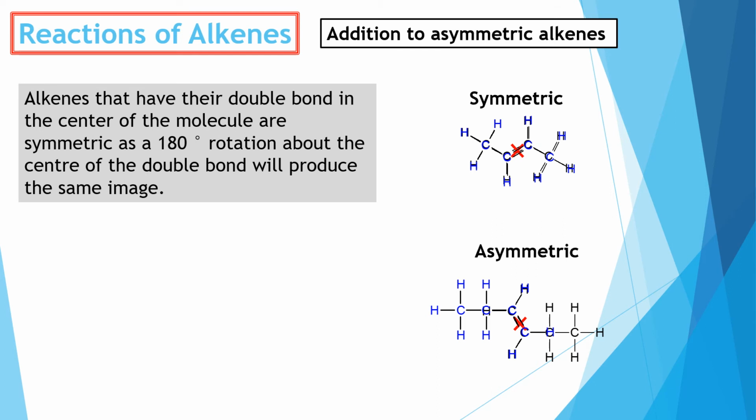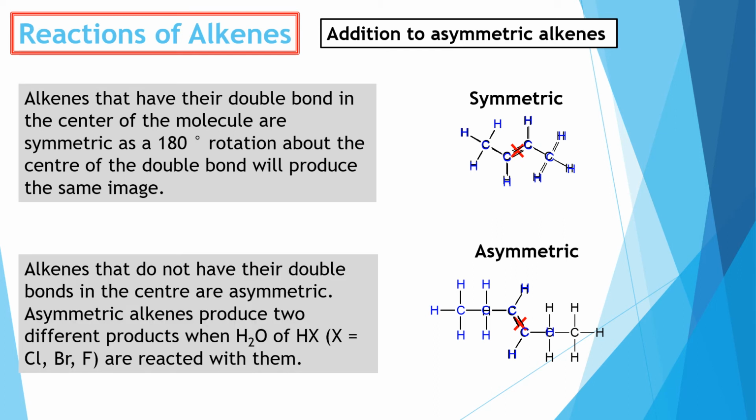Now, if we have an asymmetric molecule, what can happen is whenever we add water, H2O, or HX, that's hydrogen chloride, hydrogen bromide, or hydrogen iodide, the hydrogen that's always produced, and the OH for water, or the halogen for the other one, has two different choices on where they might be put.